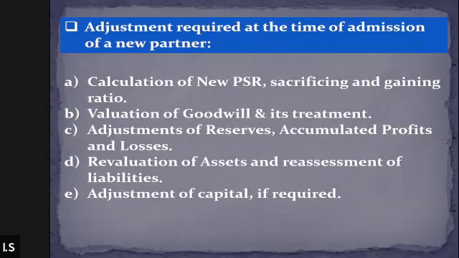First of all, we need to find out the new profit sharing ratio and the sacrificing and gaining ratio, and we need to do the valuation of the goodwill, and then adjustment of the reserve and accumulated profit and losses is also required. All these things are similar to everything that we used to do whenever reconstitution takes place; we do those things in case of the admission of a partner as well. All right. Then after covering all these things, I've told you that we will first of all start with the calculation of the new PSR.